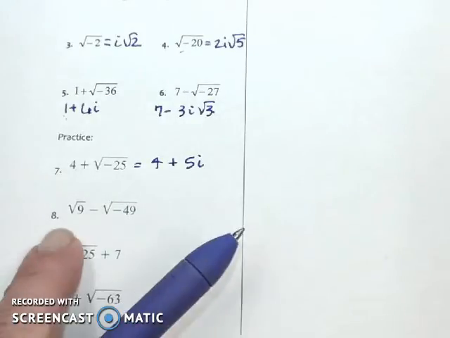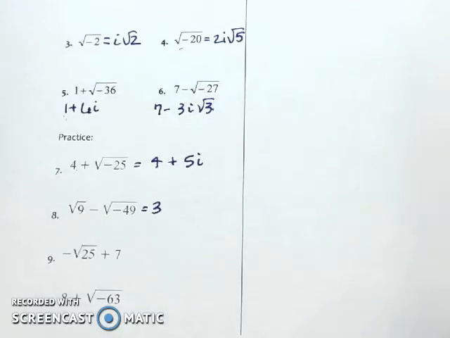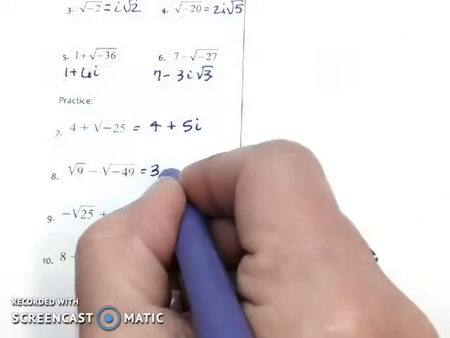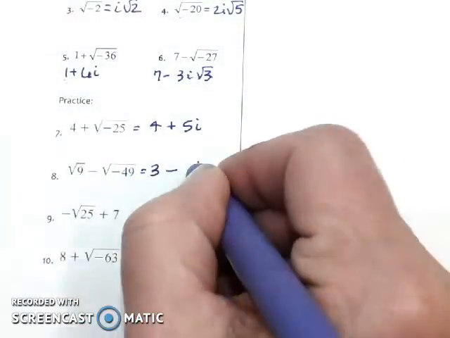On number 8, if I take the square root of 9, I'm going to get a whole number, a real number. That's 3. And I'm going to subtract the square root of -49. The negative is going to give me an I, and the square root of 49 is 7.